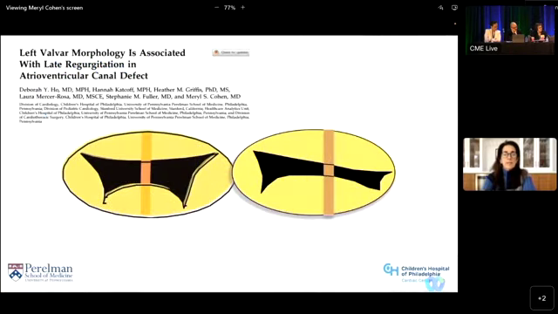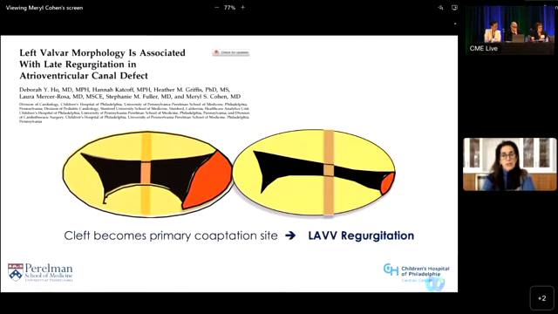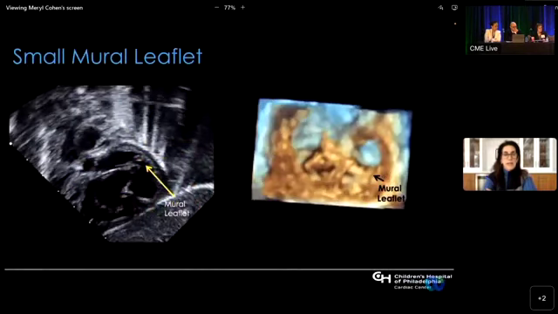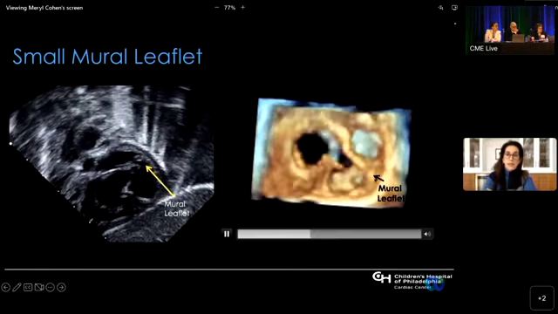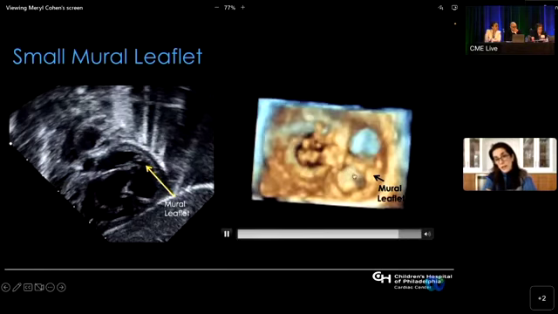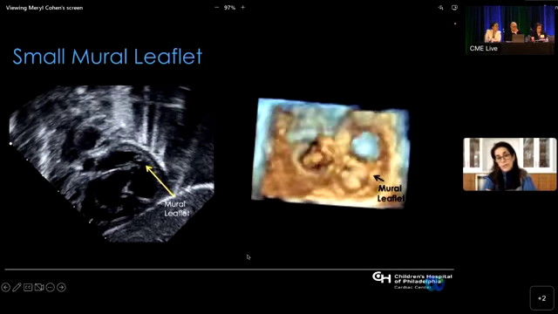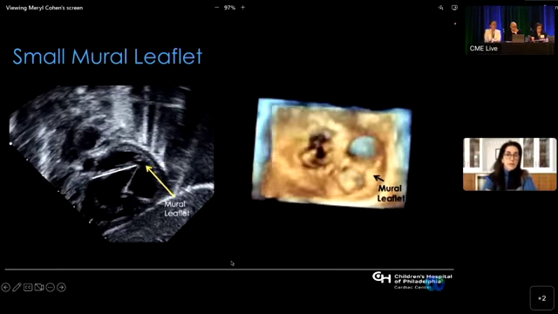What about the left valvar morphology? The mural leaflet tends to be smaller in patients with unbalanced AV canal, and that makes the primary coaptation of the left AV valve between the superior and inferior bridging leaflets, or the so-called cleft. And so there's likely more risk of AV valve regurgitation when you try to septate these patients. Here you can see that the mural leaflet's quite small in this subcostal view and this 3D image. The majority of the valve is superior and inferior bridging leaflets coming together. And you can see that here as well.